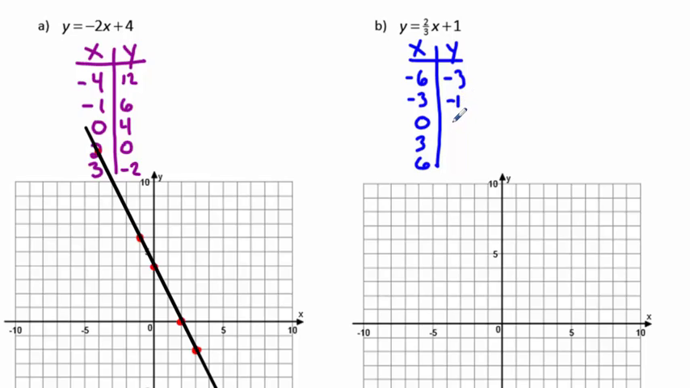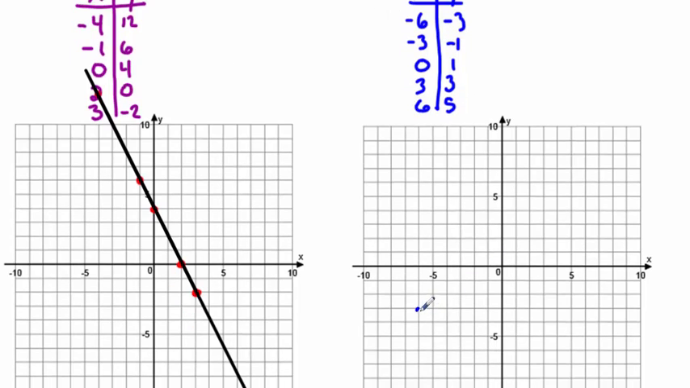2/3 times 0 is 0, plus 1 is 1. 2/3 times 3 is 2, plus 1 is 3. And 2/3 times 6 is 4, plus 1 is 5. Let's graph these values: -6, -3; -3, -1; 0, 1; 3, 3; and 6, 5. Again, these appear to be on a straight line, so let's connect them. And using your ruler, make sure that your line goes through in both directions to be a complete solution.